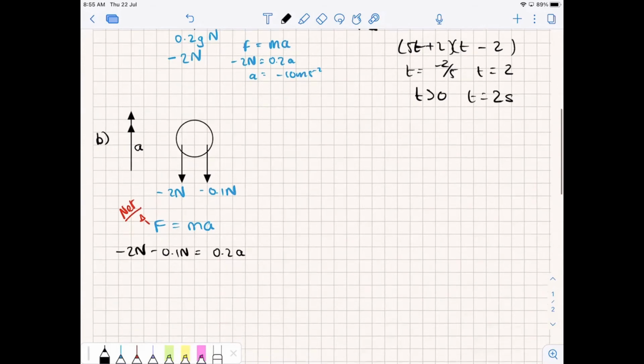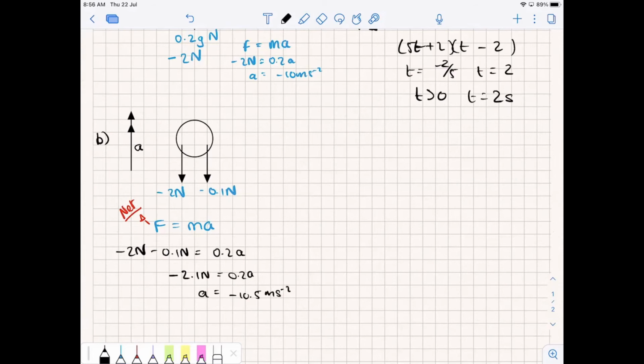So you can actually see we're not going to get 10, right? This is going to become minus 2.1 newtons. And if you divide 2.1 by 0.2, you're actually going to get an acceleration of minus 10.5 meters per second squared.